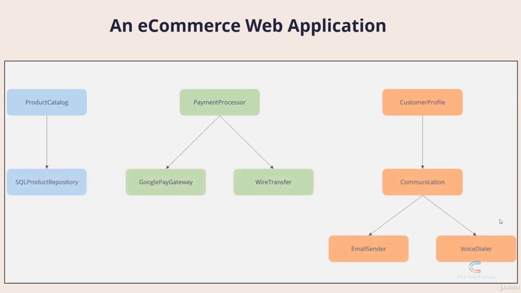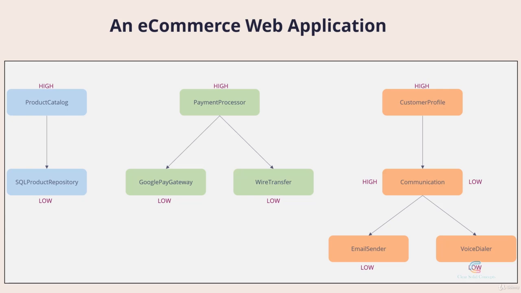So the modules on top are closer to the business functions and are called high-level modules. The modules towards the bottom deal with the implementation details and are called low-level modules. So the bottom modules are SQL Product Repository, Google Pay Gateway, Wire Transfer, Email Sender, and Voice Dialer. These deal with the low-level implementation. How about the communication module? Is it a high-level module or a low-level module? Trick question, huh? Well, the answer is it's both.